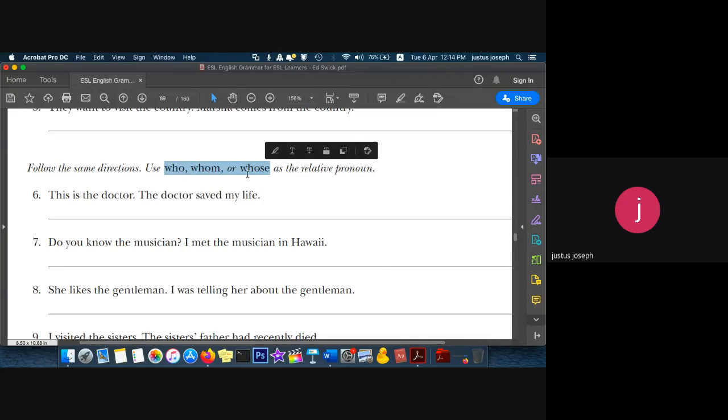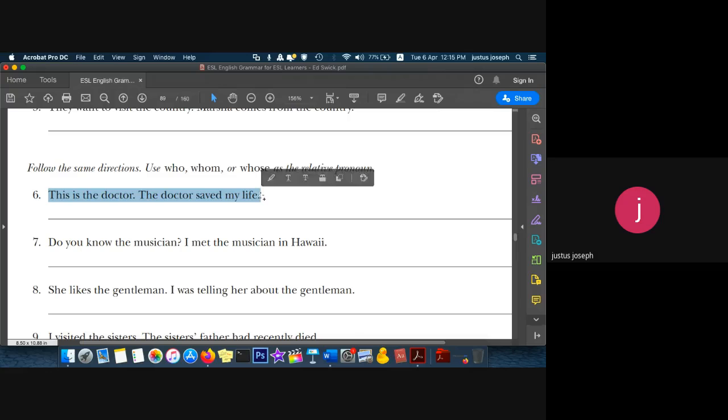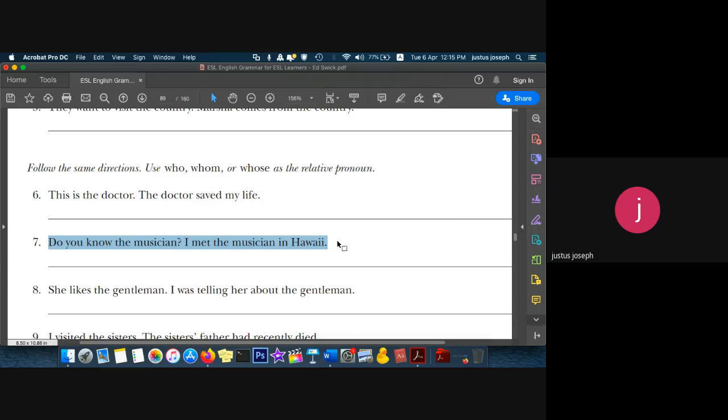Now you're supposed to use these three relative pronouns: who, whom, and whose. Wherever you're going to use whom, be careful. This is the doctor. The doctor saved my life. This is the doctor who saved my life. Do you know the musician? I met the musician in Hawaii. Do you know the musician whom I met in Hawaii? Who or whom? Whom.